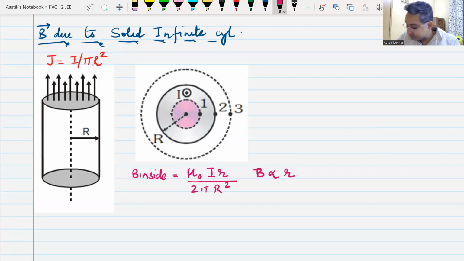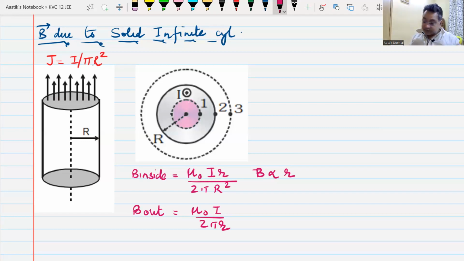Does it remind you? Magnetic field at any point outside will remain the same. It will be equal to mu naught I by 2 pi R. Do we understand this, or is this going above our head? Understood, sir.